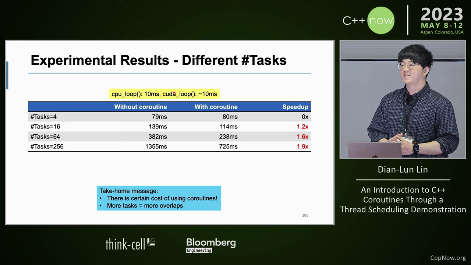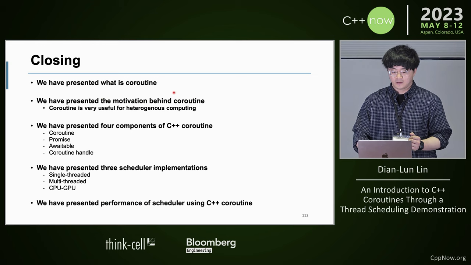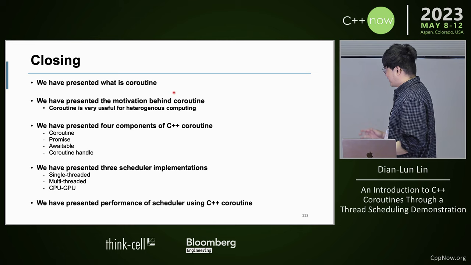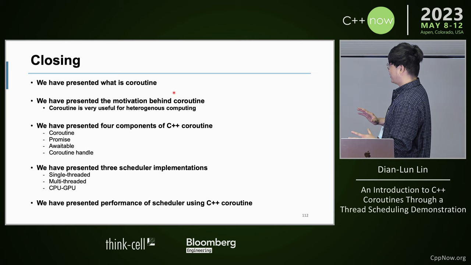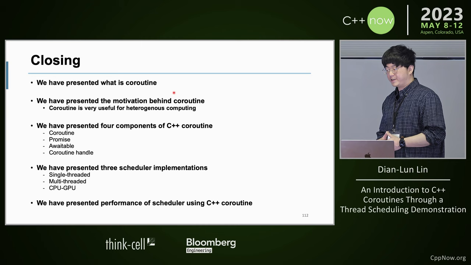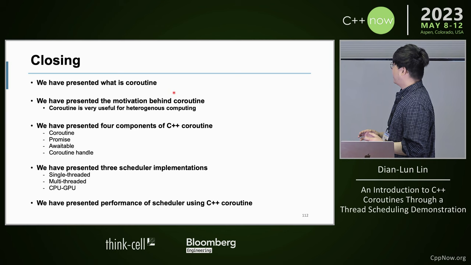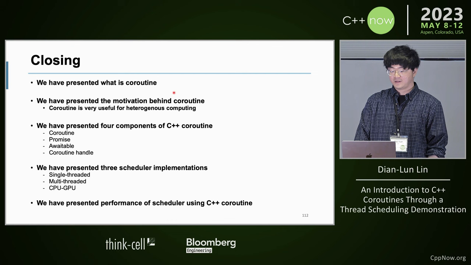And this is the final one. In the closing, we have presented what a coroutine is. And we also understand the motivation behind coroutine. Coroutine is very useful for heterogeneous computing. And we have presented 4 components of coroutine. And then I showed you 3 scheduler implementations, single-threaded, multi-threaded, CPU, GPU implementations, which are also shown in the GitHub repo I showed before. And finally, I showed the performance, the powerfulness of using C++ coroutines. And that's all I have today. Thanks again for attending this session.